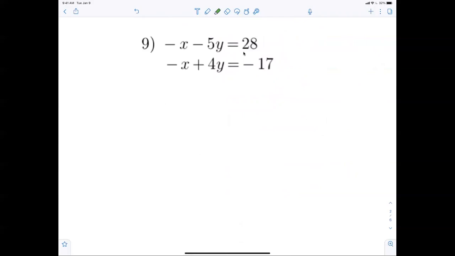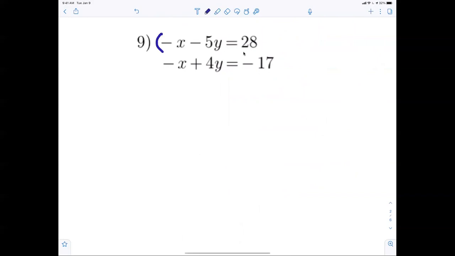Look at number 9. I have -x and -x. If I add them, do they cancel? No. So I'm just going to put parentheses around the top line and multiply by what? -1. I'm going to multiply by -1. When I do that, that becomes what? X.